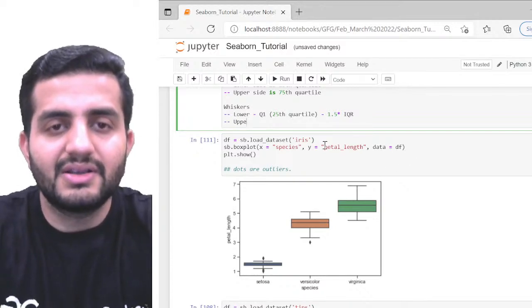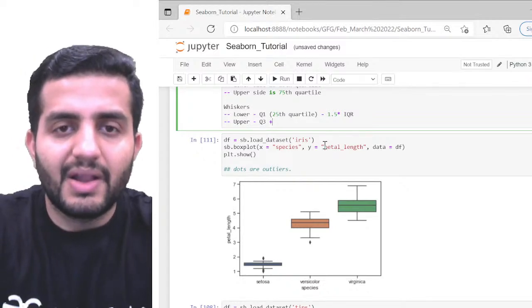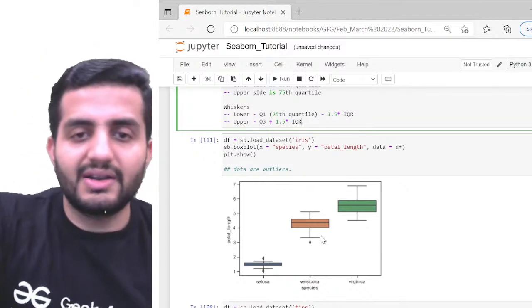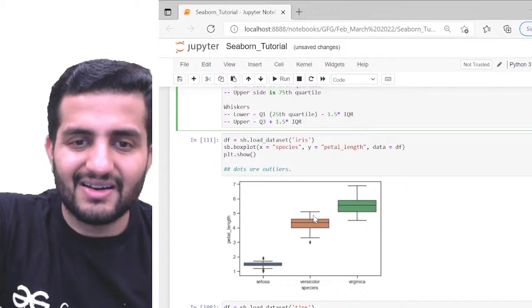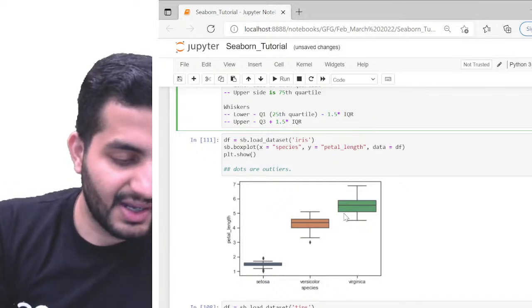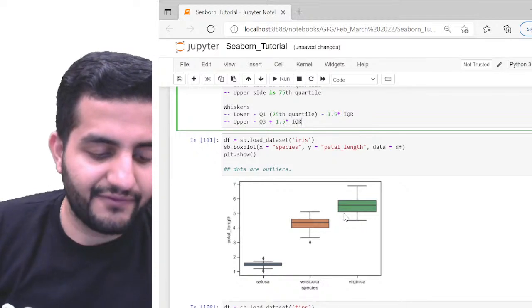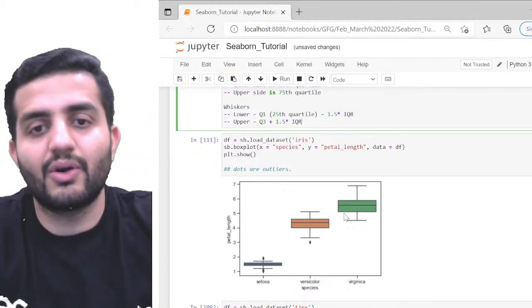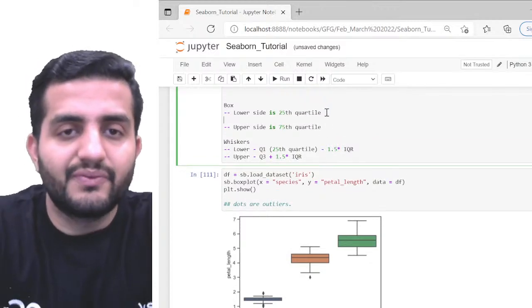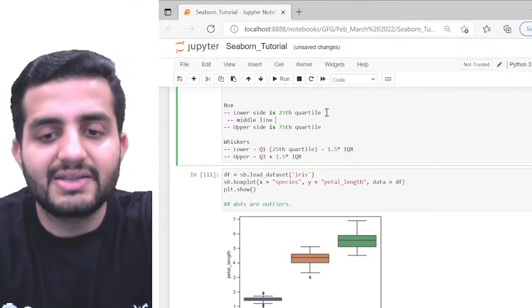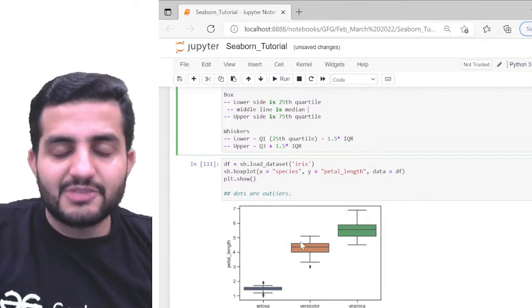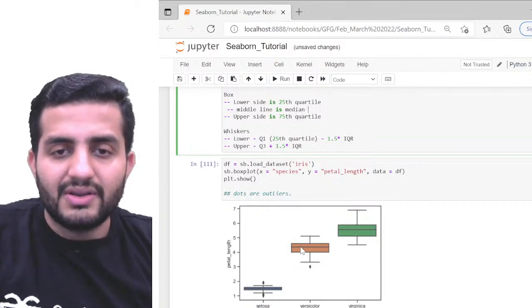And now the upper is Q3 plus 1.5 times my IQR. So this is what these points mean. The first line, second line, third line, fourth line. The lower line is my lower whisker value, and this is what we have for the data, and then we have the other values. Also we have the middle line here, right? The line within the box is called the median. So the middle line is nothing but the median of my values. So in this box plot I have 5 lines: 1, 2, 3, 4 and 5.